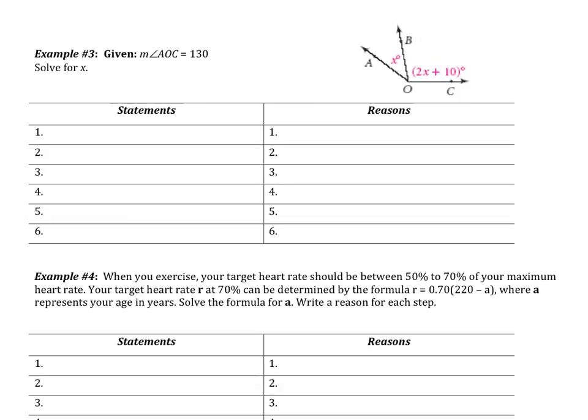Okay, so this next problem involves a geometric figure. So it says, given that the measure of angle AOC is 130, solve for x. Okay, so the first thing that they told us is that the measure of angle AOC is 130 degrees. That was given to us. Okay, so let's look in the figure. AOC is this whole angle right here. So this whole angle right here is 130 degrees.